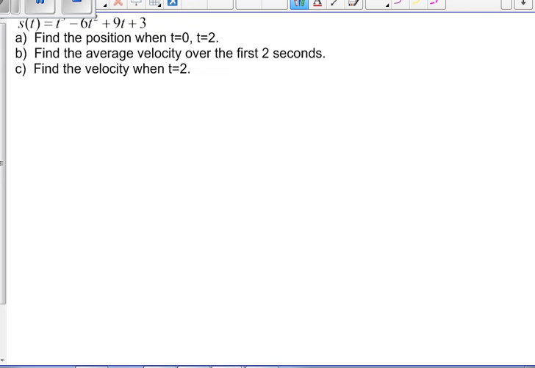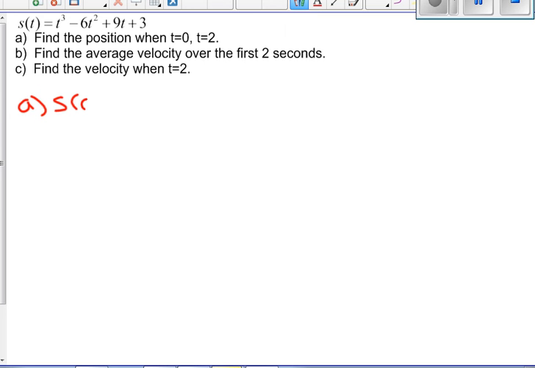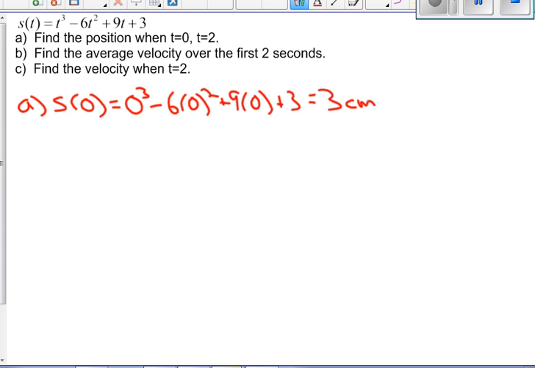So the first thing is find the position when time is 0. That should be pretty straightforward for us. So s at 0 would be 0 cubed minus 6 times 0 squared plus 9 times 0 plus 3. So it starts off at 3. Now 3 what? 3 centimeters, and that's 3 centimeters right of the origin, because it's a positive position.